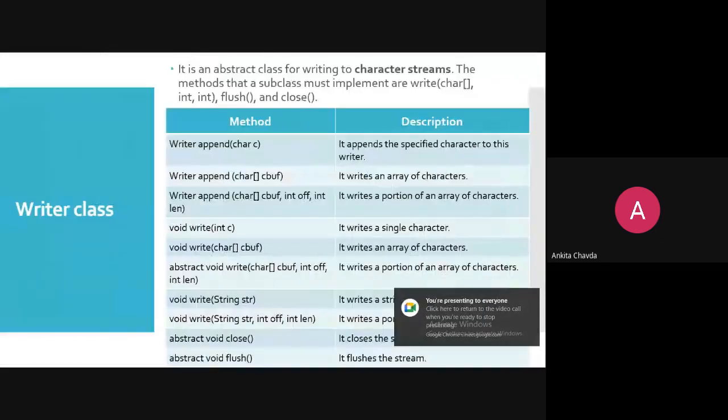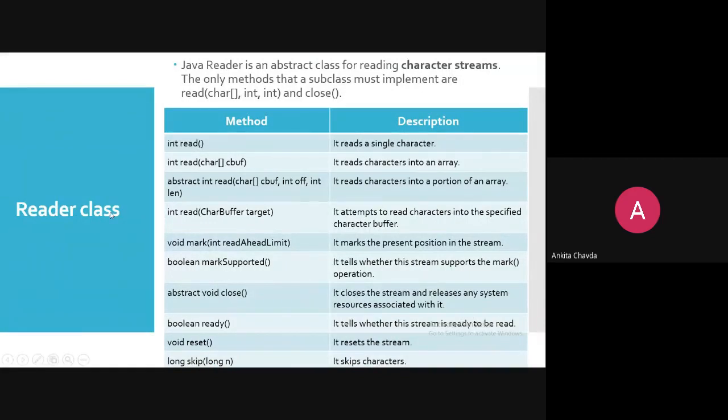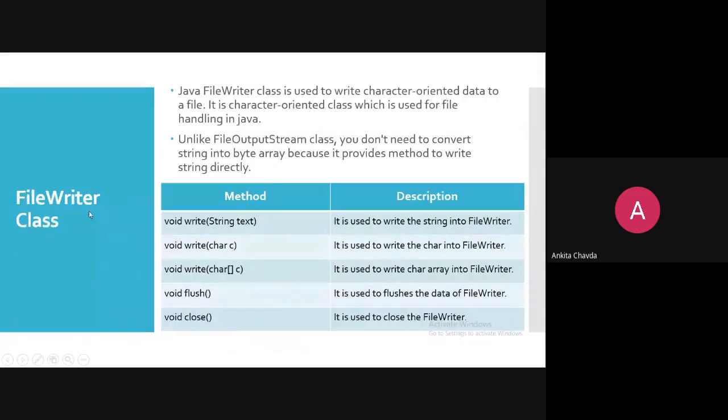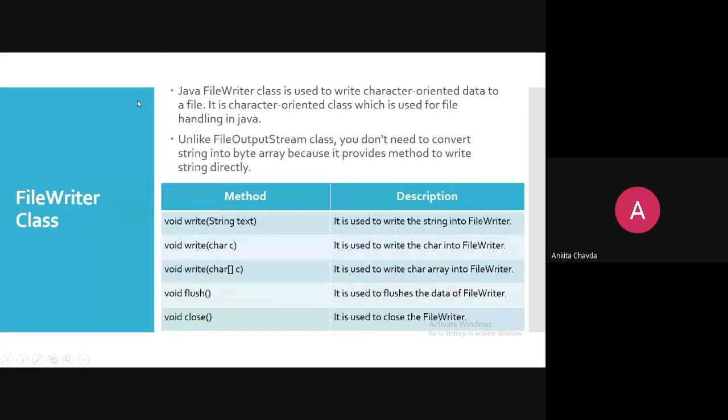So this is what we have seen, the Reader class. Now the next are the FileWriter class and the FileReader class. The Java FileWriter class is used to write character-oriented data to a file. It is a character-oriented class used for file handling in Java. Unlike the FileOutputStream class, you don't need to convert your string into a byte array and then pass it. Instead, directly you can pass the characters, directly you can pass the string. That is the only difference.